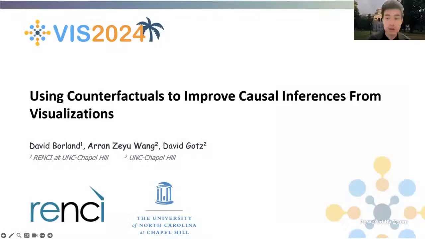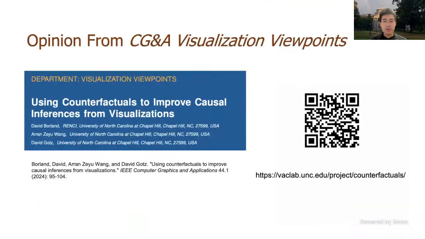Yeah, cool. Thank you so much for the introduction. Hi, folks. I'm Arran from UNC Chapel Hill. The title of our work is Using Counterfactuals to Improve Causal Inference from Realizations. I'll be sharing this work on behalf of my colleague David Borland from the Renzi Institute and David Gotz from UNC Chapel Hill. So this work is a position article from the CG&A visualization viewpoints.